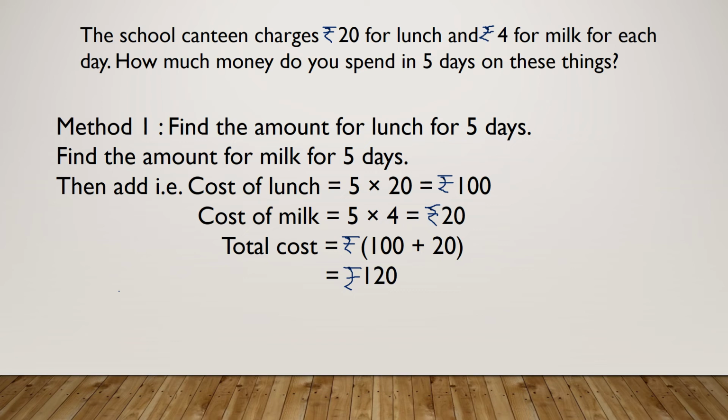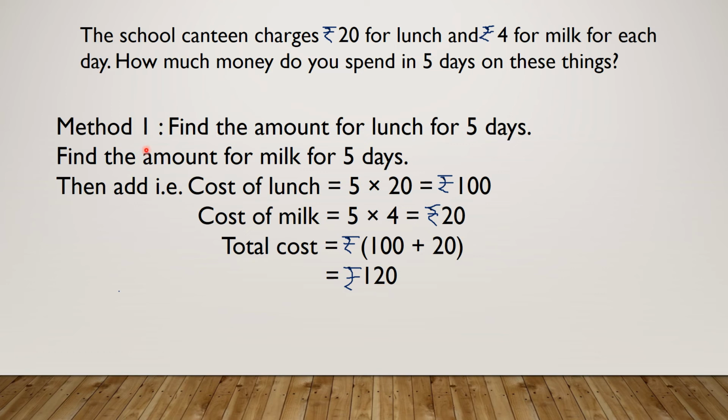Now, this is a question children. The school canteen charges rupees 20 for lunch and 4 for milk. So for having lunch you have to pay 20 rupees. If you want to have milk you have to pay 4 rupees. Now the question is how much you will pay in 5 days. Now for 5 days if you are having lunch, then you will need 5 into 20, 100 rupees for lunch alone. If you are having only milk, 5 into 4 you will need 20 rupees for milk alone. Then total cost will be 100 plus 20, that is 120.